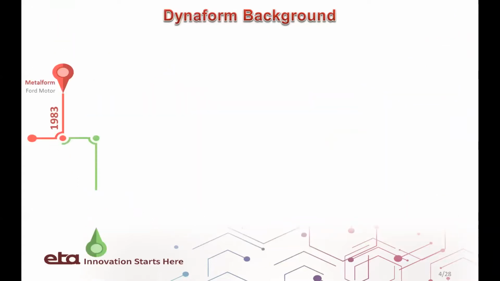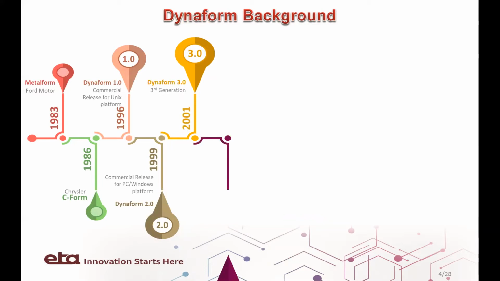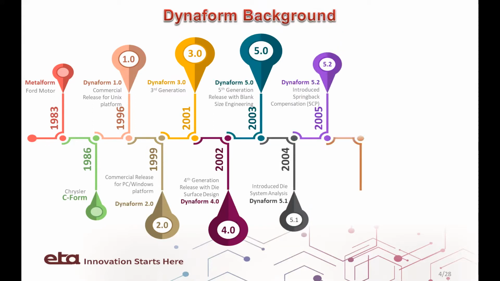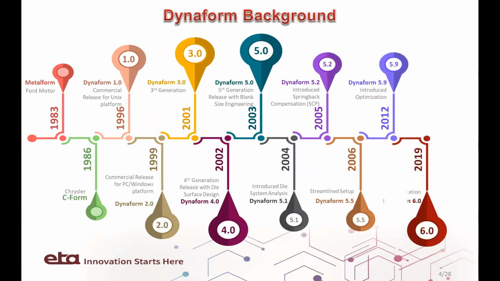Dynaform is our flagship product for sheet metal stamping. It started as a small code developed for Ford in 1983. The first version was released in 1996 with LS-Dyna as the core engine, predicting metal stamping deformation characteristics. Over the past 3 decades, multiple versions were released with many new technologies for solving sheet metal stamping problems. We released version 6.1 a few weeks ago with key features such as springback compensation and trimline development.